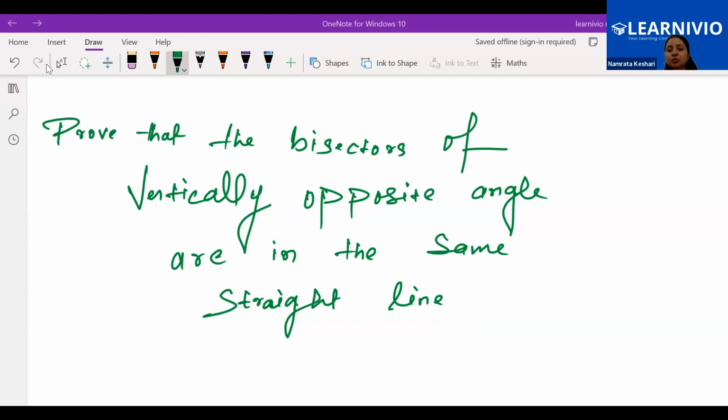Are you able to do it? Try it. Then only we will be discussing. First try all possible ways. Whatever is coming to your mind, try it. Then we'll be discussing. Because this question is not different. The vertically opposite angle is known to you. You understand the meaning of bisector. You understand how to prove anything as a straight line. You will be able to do it. Try it first.